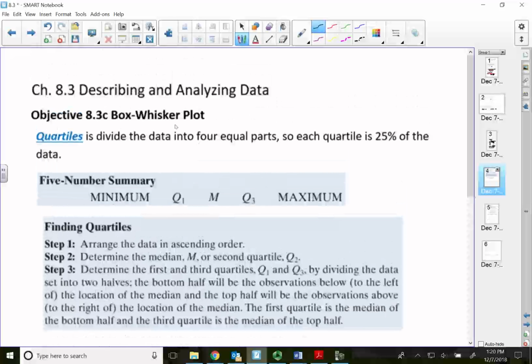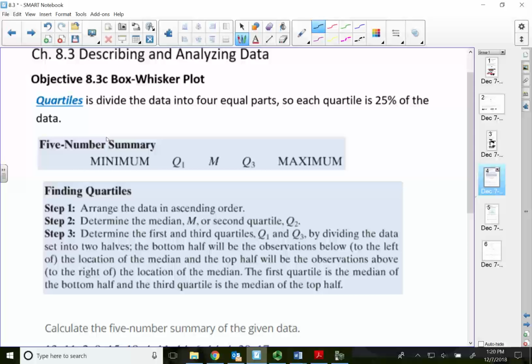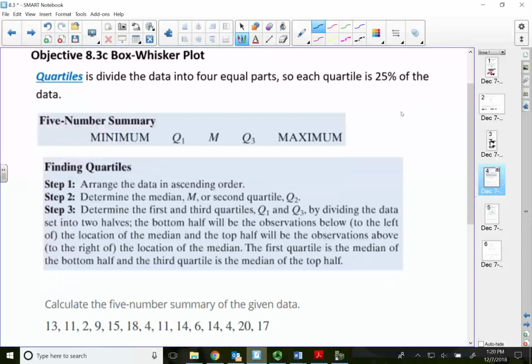Before we do this plot, we need to talk about something called quartiles. Quartile is a concept where we divide our entire data into 4 equal parts. Therefore, each quartile covers 25% of the data.